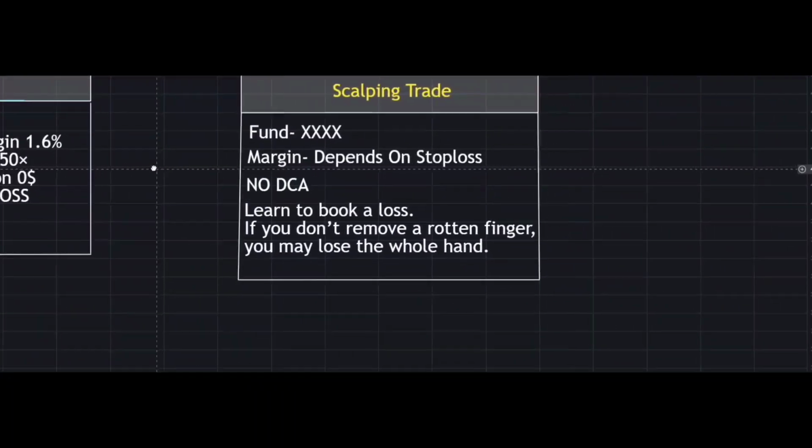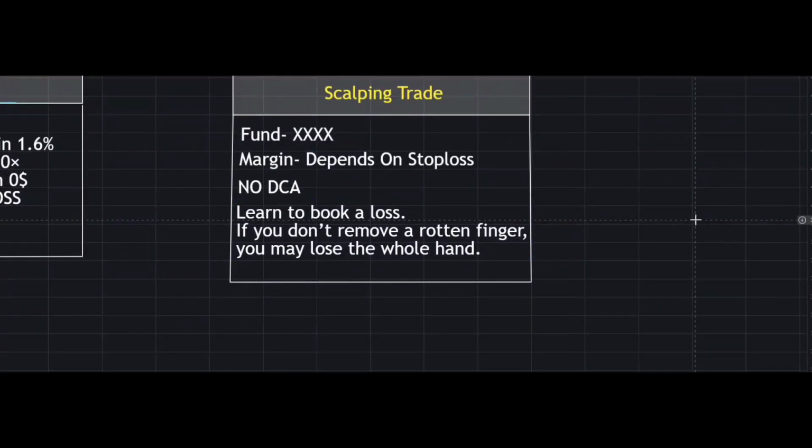In position trade, we can decide the margin, let's say 0.1% of your total fund. But in scalping, it doesn't matter how much fund you have. When you are taking the margin, it will depend on your stop loss. Let's say you have entered at $10. So your stop loss will be, let's say, $9. So you have to calculate how much margin you should take as per the stop loss.